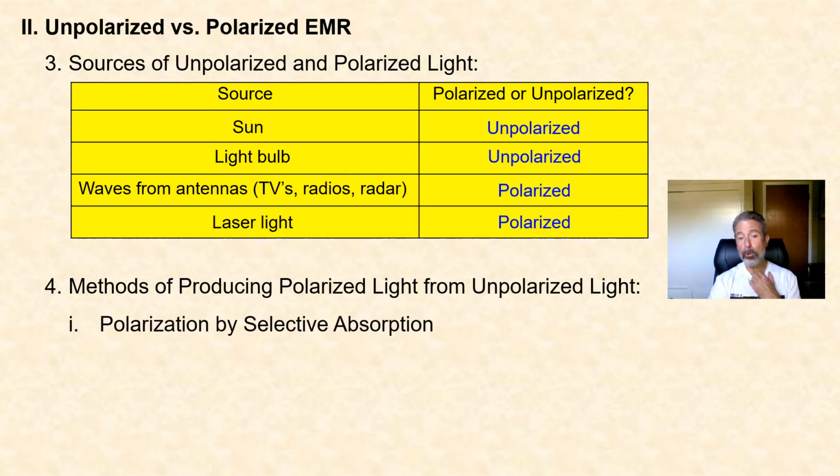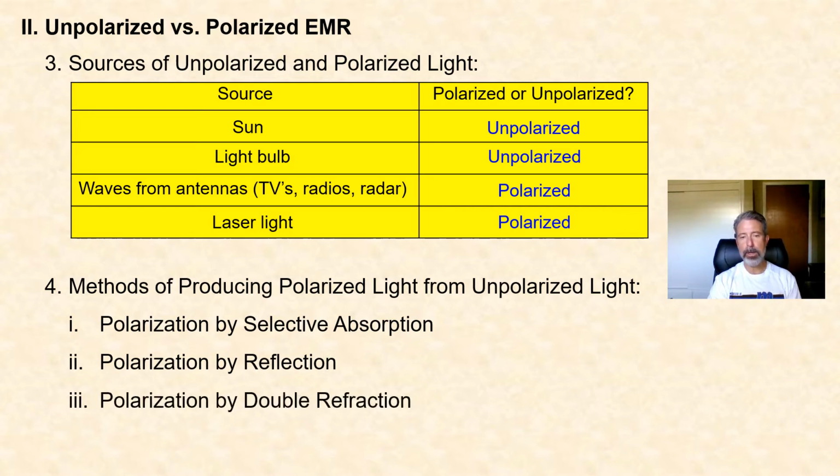The first is what we call polarization by selective absorption. A fancy name. This is polarization through Polaroid filters, as we'll see, or Polaroid material. We'll also talk about polarization by reflection, polarization by double refraction, where we look at unpolarized light which travels through birefringent media. And lastly, we'll talk about polarization by scattering. So we will now look at each of these 4 methods separately, and that will basically constitute the remainder of today's lesson.